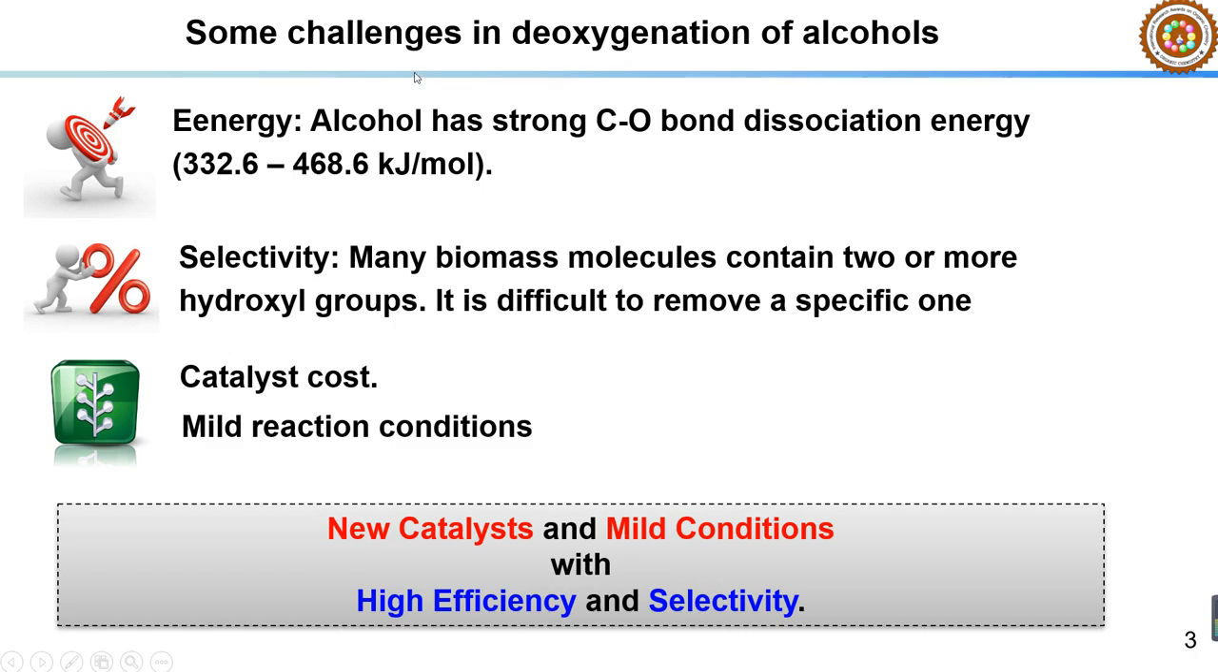But there are still some challenges in deoxygenation of alcohols, mainly in the following aspects. First, in terms of energy, alcohol has a stronger C-O bond dissociation energy. In addition, for selectivity, many biomass molecules contain two or more hydroxy groups. It is difficult to remove a specific one. And finally, we also need to consider the cost of the catalyst and mild reaction conditions. So it is necessary to develop new catalysts and mild conditions to achieve high efficiency and selectivity.